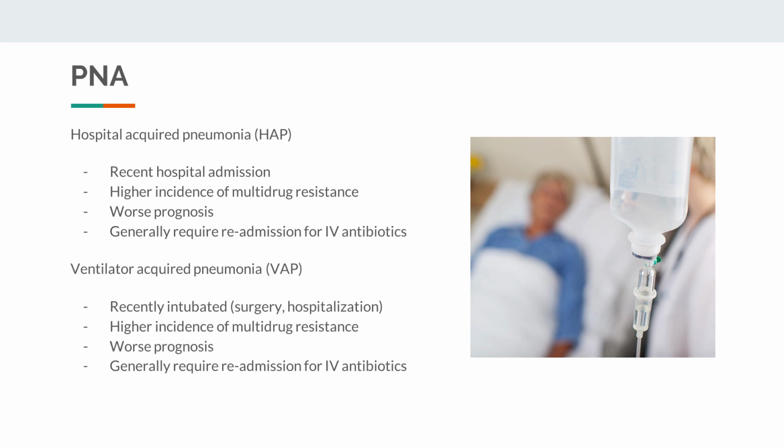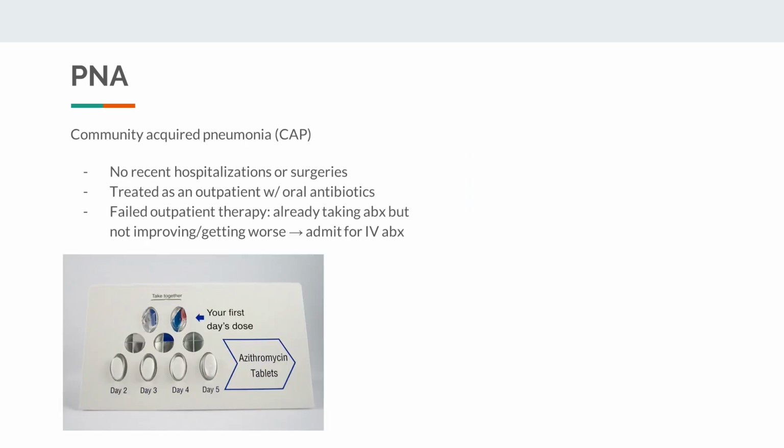Patients who are recently on a ventilator for surgery or during their hospitalizations can also develop what's called VAP, or ventilator-acquired pneumonia. VAP also has higher incidence of multi-drug resistance, worse prognosis, and will typically require IV antibiotics. HAP and VAP are in contrast to CAP, or community-acquired pneumonia. This is pneumonia where the patient has not been in the hospital recently and they just picked up something while they were at home or their work or somewhere around in the community away from sick people.